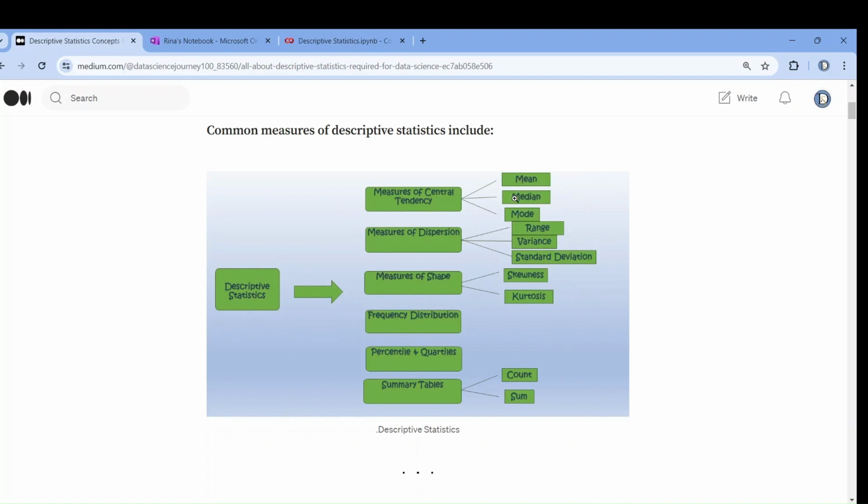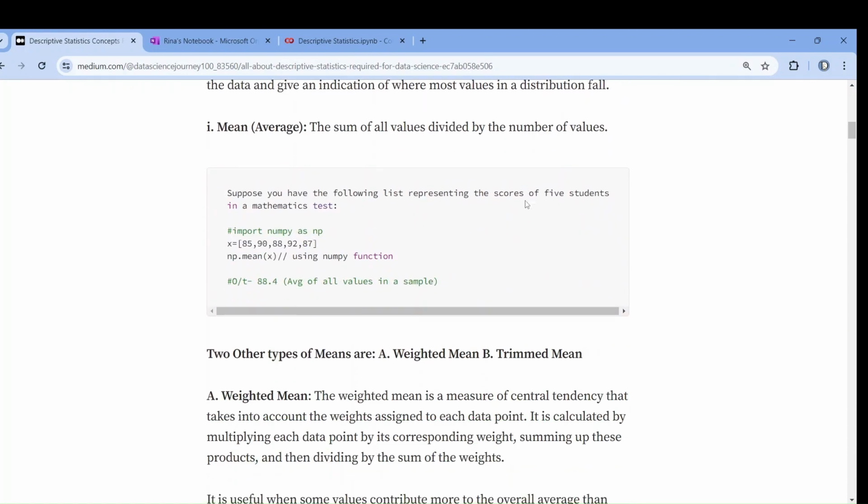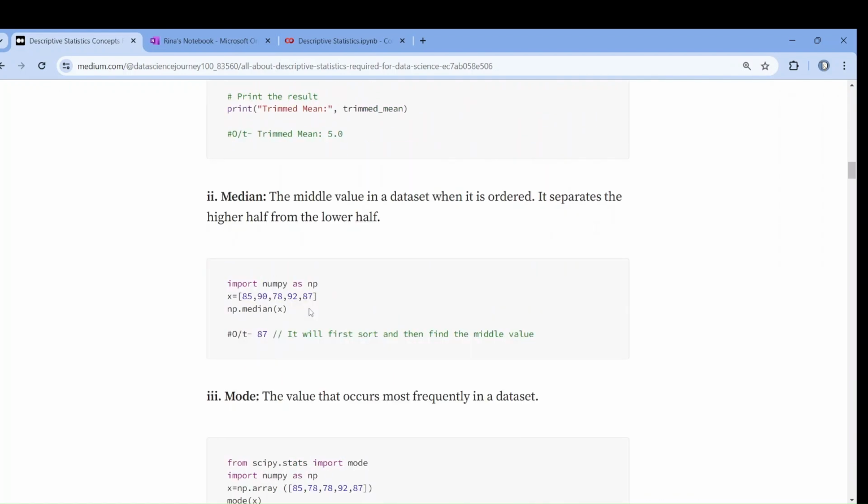Next one is median. Median means the middle value of the data set. First, you have to sort it. You have to make it ordered. Then you have to find the middle value, that is known as the median. So it separates the higher half from the lower half. So you can understand the central point of the data set. Okay, for that you have to use the median function in NumPy. np.median(x) will provide you the median value.